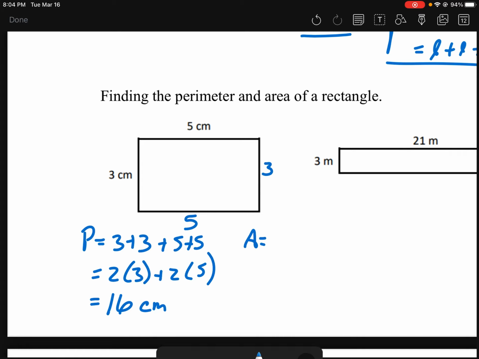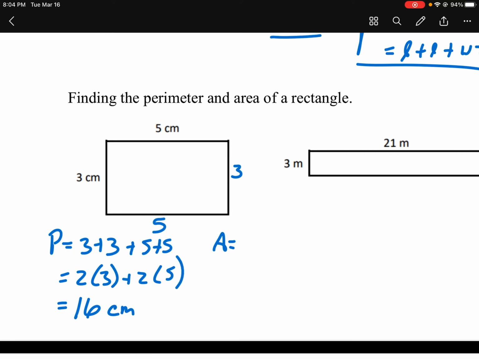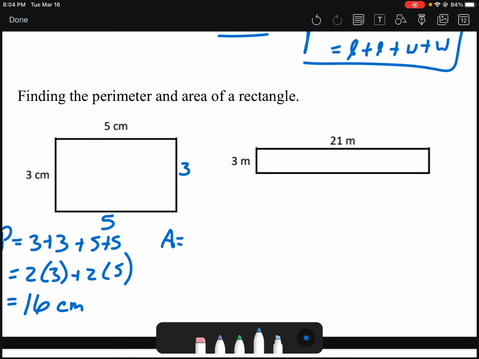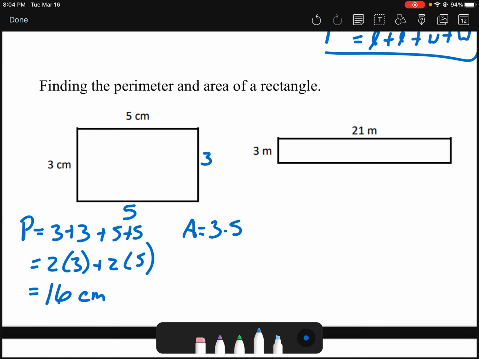To find the area, I'll do the length times the width. So that's 3 times 5. Or my area is equal to 15 centimeters squared. Remember, for area, we say centimeters squared.